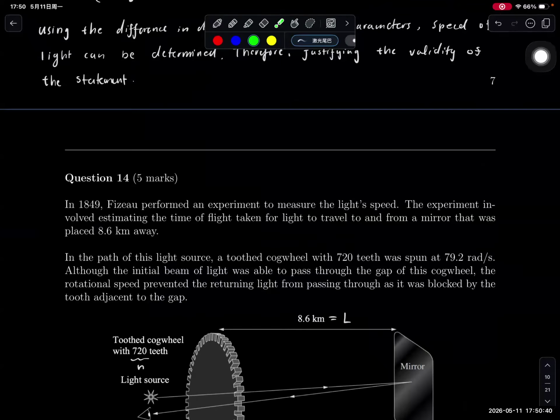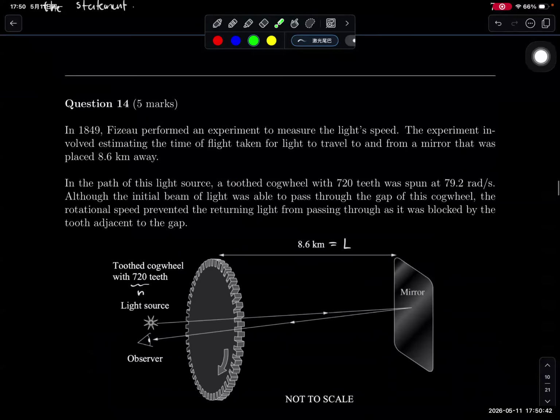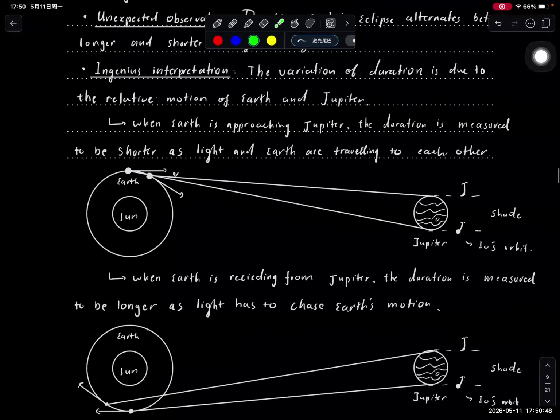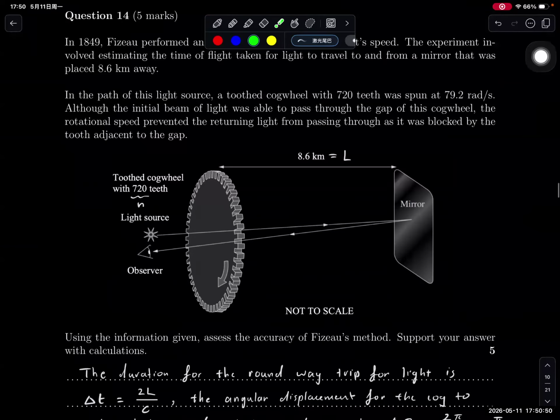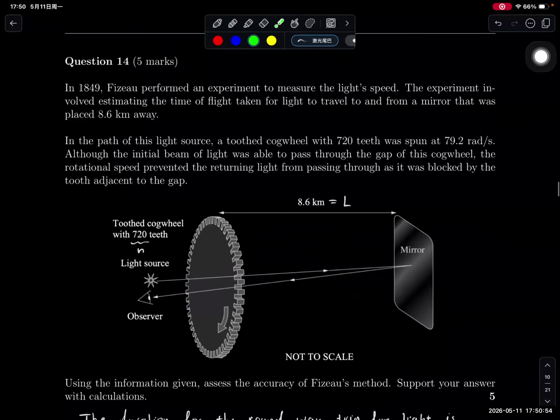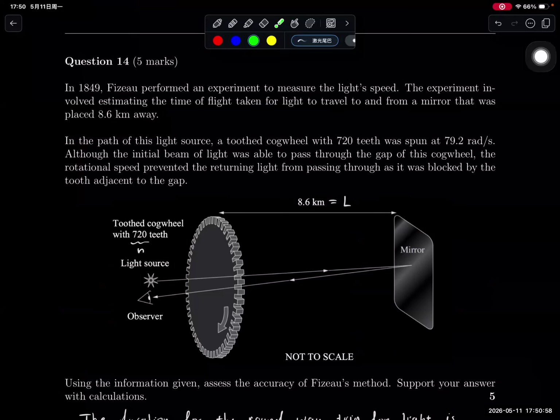Question 14, this is the experiment about Fizeau. But don't worry, those questions are pretty hard. In the actual HSC, it will be only one or two of these questions, but they could be on any topic, could be on Module 6 as well, so just be prepared.